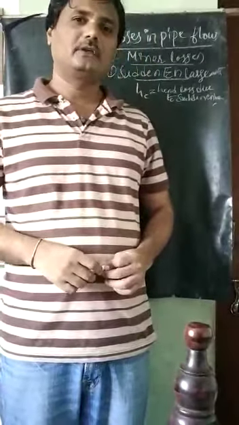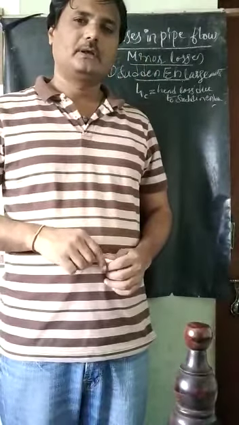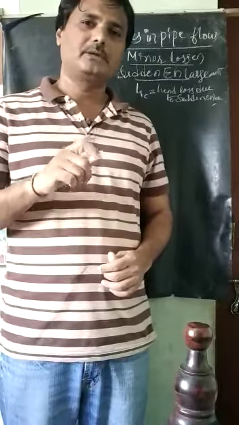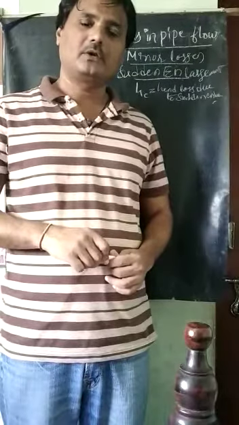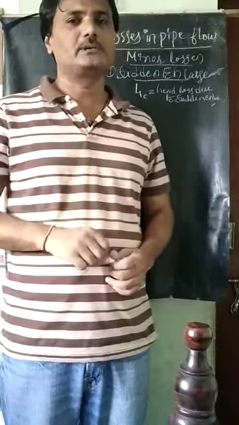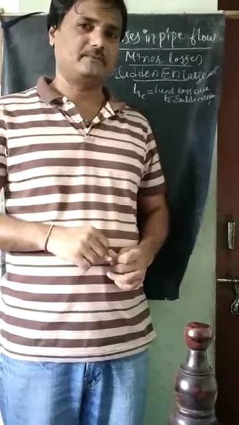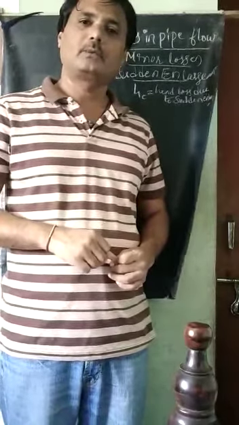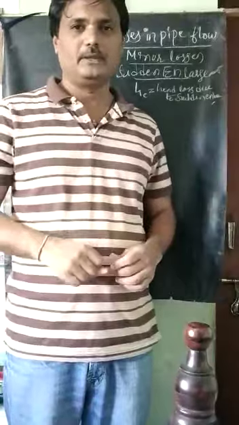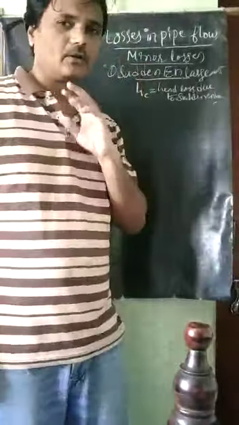Welcome back, everyone. We are studying the losses in pipe flow. In that, we have studied one major loss, that is the frictional loss. We have derived that equation, head loss due to friction, hf = 4fLV² divided by 2gD. Now we will start studying the minor losses.